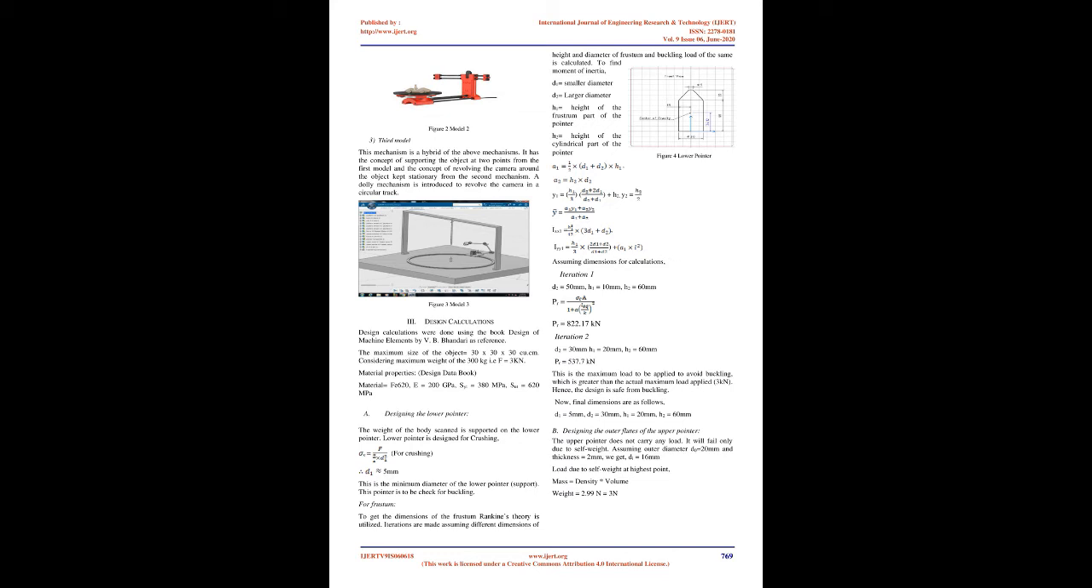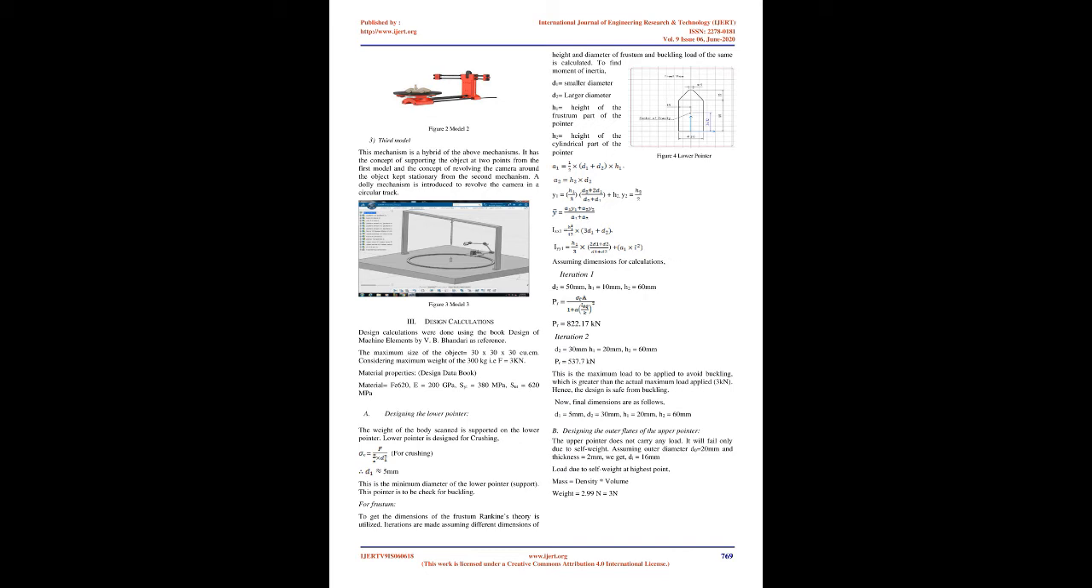Design calculations were done using the book Design of Machine Elements by V.B. Bhandari as reference. The maximum size of the object equals 30 x 30 x 30 cu.cm. Considering maximum weight of 300 kg, i.e. F equals 3 kN. Material properties from the Design Data Book: Material equals Fe620, E equals 200 GPa, SYT equals 380 MPa, SUT equals 620 MPa.